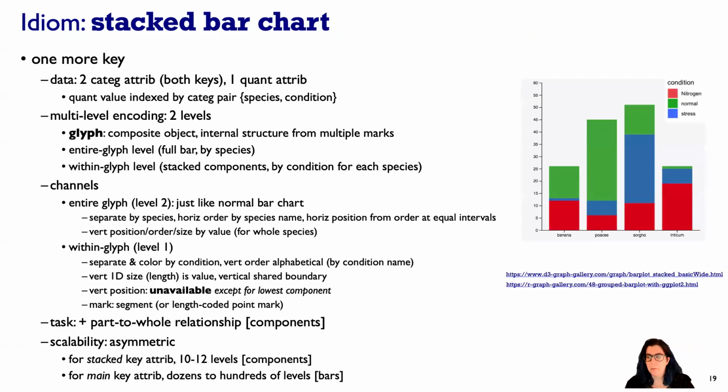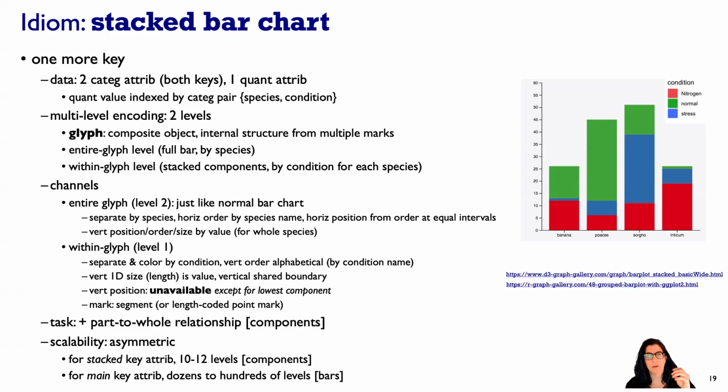Okay, so let's go from a normal bar chart to a stacked bar chart. What have we changed? We're adding another key. So now we have two categorical attributes. To look things up, in this case, we've got some plant species and some conditions under which they're grown. And so in order to find a particular value, we're using both of those to look something up, the species and condition as a tuple, a pair. Now, with this kind of a visual encoding, we do want to do that multi-level analysis where there's two different levels, because this isn't just a single mark, it's a glyph.